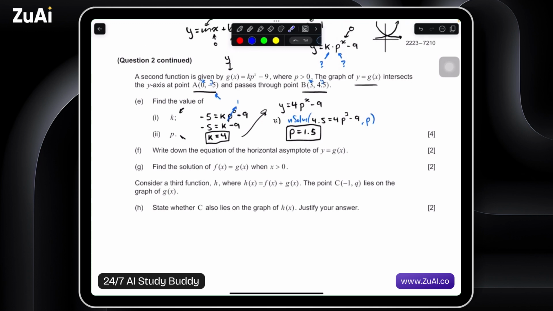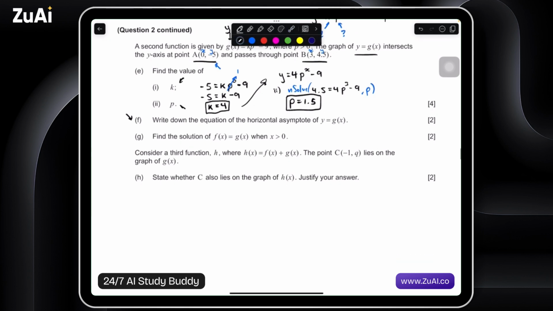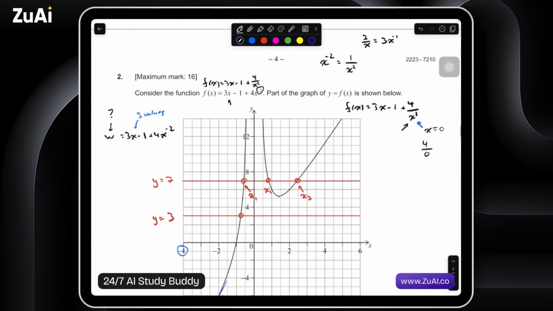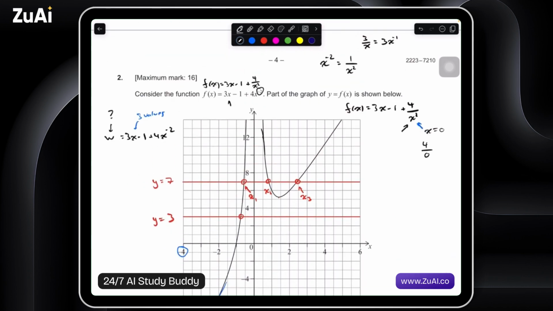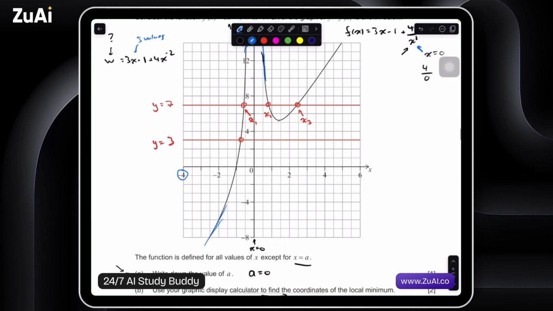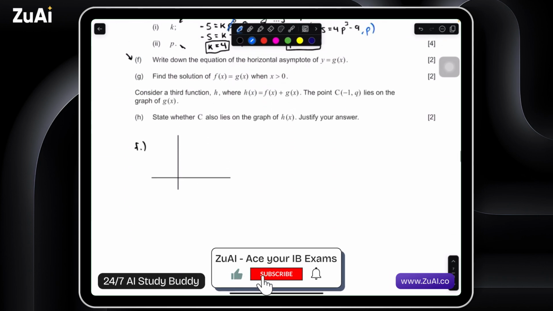Alright, question F right here. Write down the equation of the horizontal asymptote of y equals g of x. So what are they talking about when they're talking about a horizontal asymptote? A horizontal asymptote is a line that we approach but never reach. We looked earlier, we had that vertical asymptote all the way back here. This is our vertical asymptote, this line that we approach vertically but never reach, and that was at x is equal to 0. A horizontal asymptote is a line that we approach and never reach.